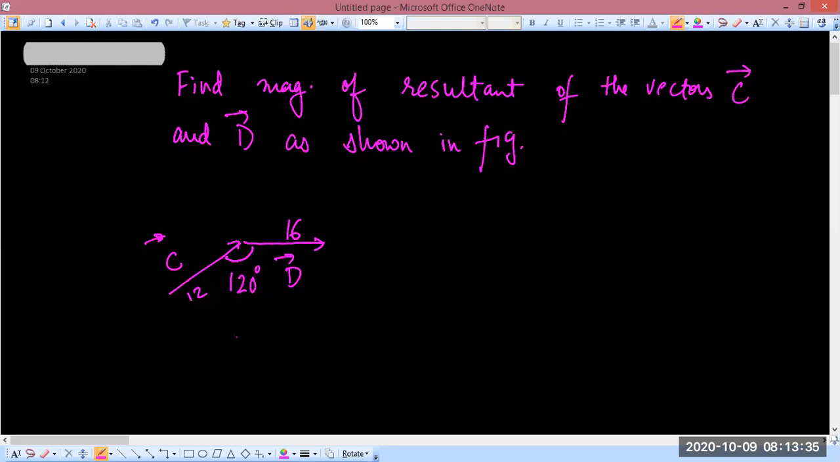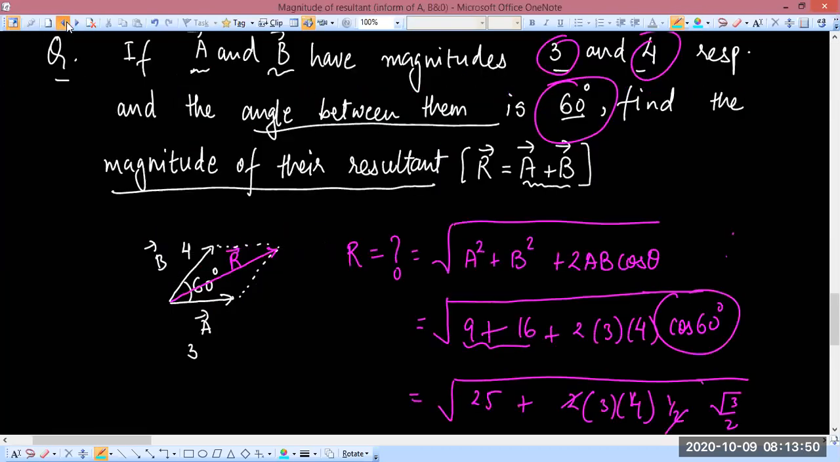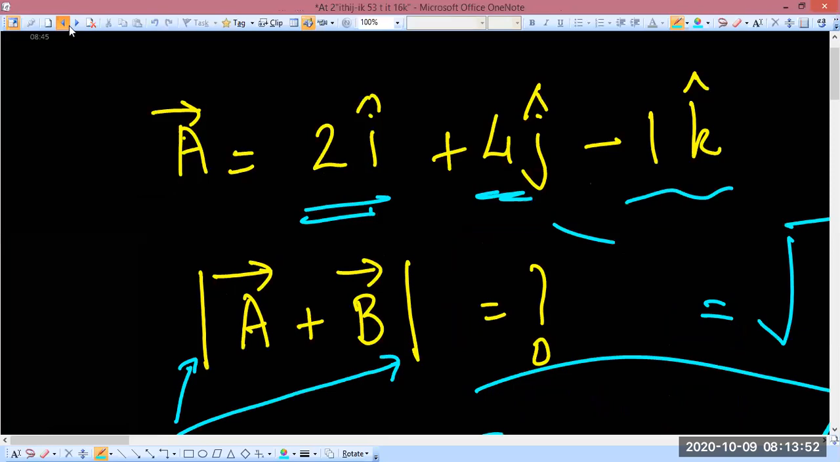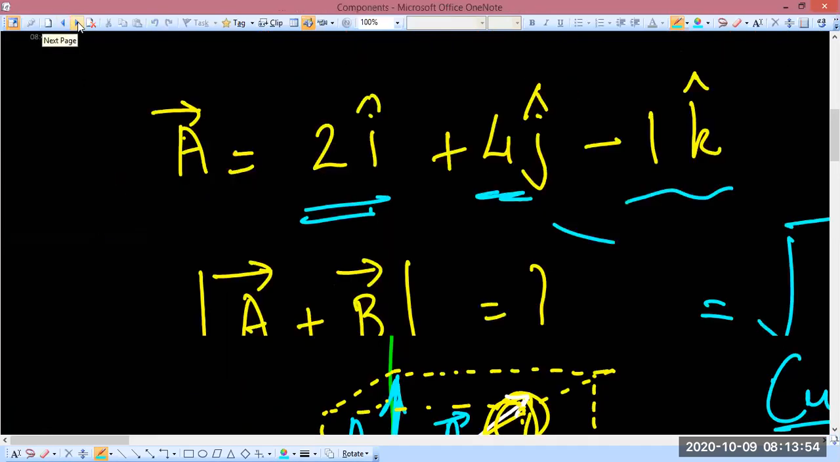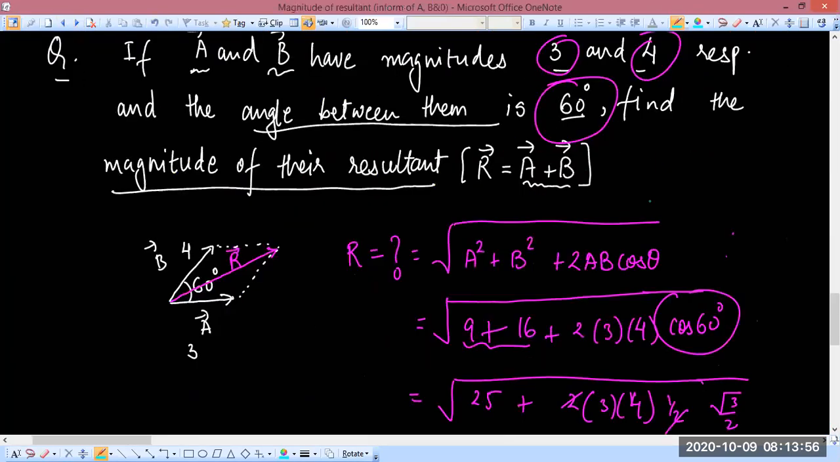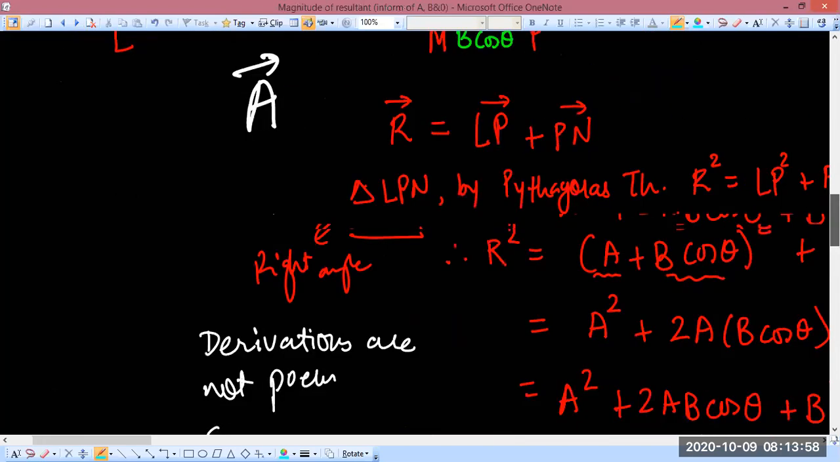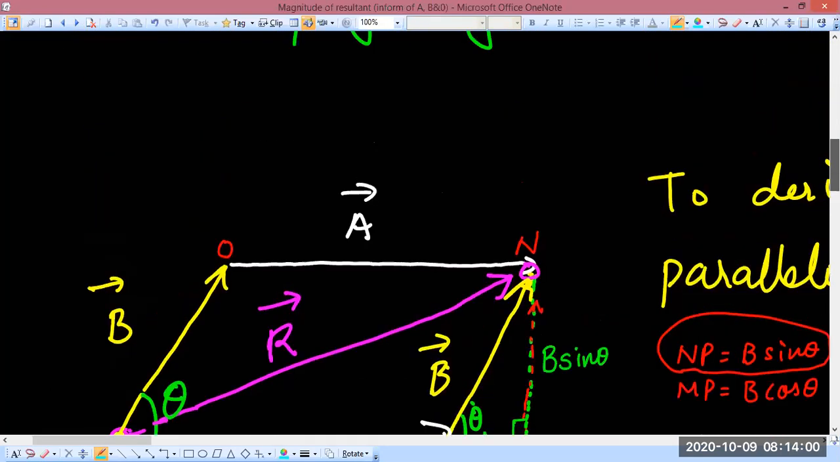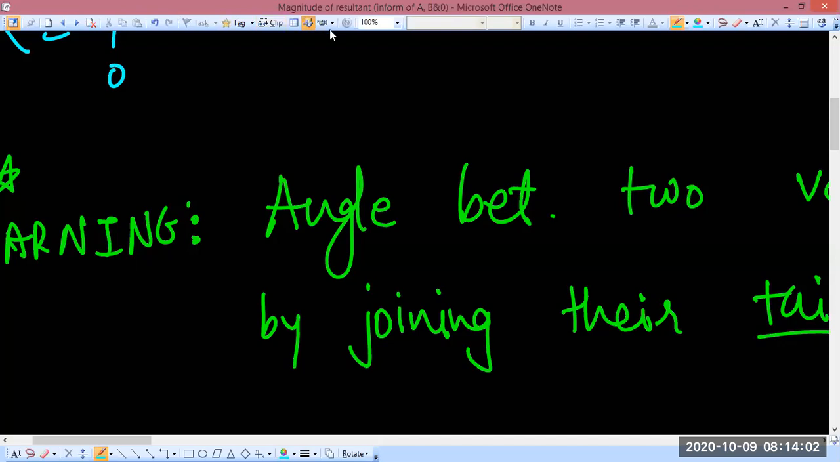Okay, if this angle is 120 degrees. So I'm giving you this question specifically so that you will understand this warning. Okay, where's the warning? Was it here? No, it was here on this page. Here, this warning, right? I hope all of you remember what I told you.